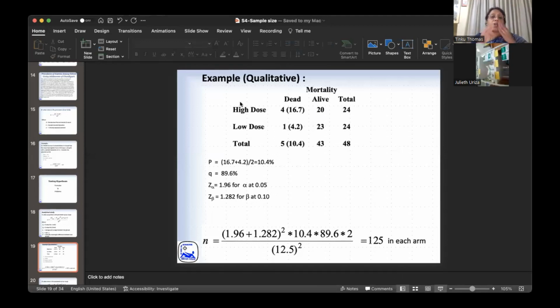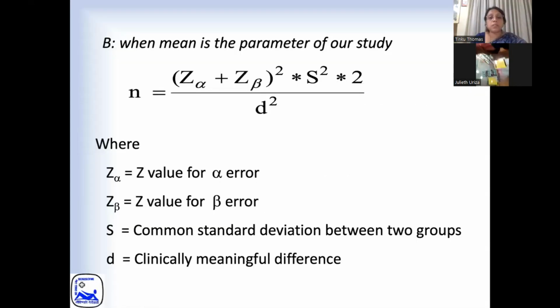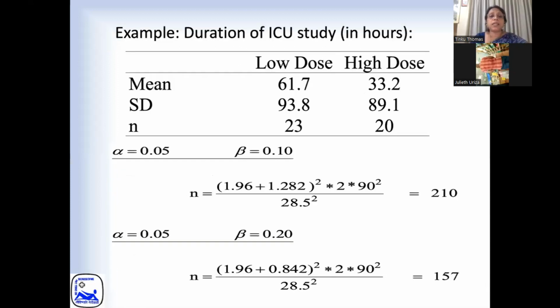Now let's say we are comparing mean between two arms, not prevalence. In that case, the sample size formula is different. We need the average and SD in both the arms and the expected difference in means between the two arms. Again, we will rely on literature. And the literature says that the duration of ICU stay, the number of ICU hours, is mean 61.7 in low dose and 33.2 in high dose, and the SD is almost 90.